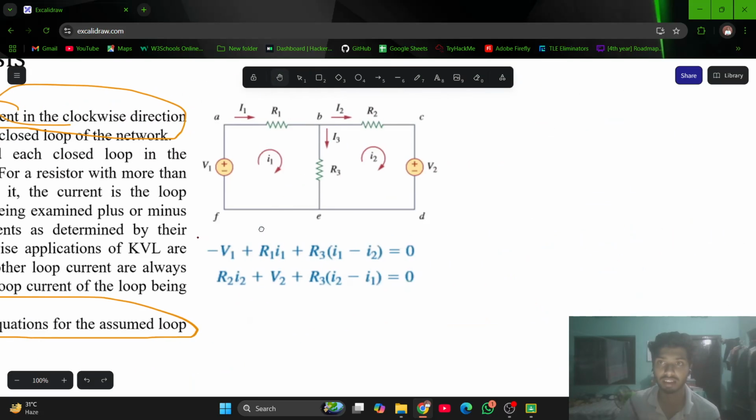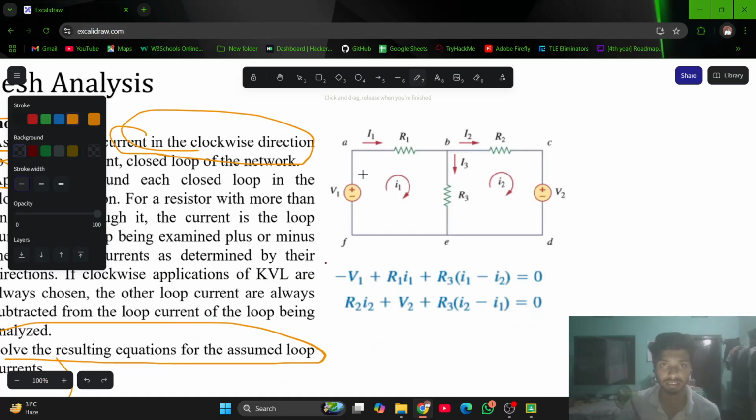Suppose we have a circuit here. In this case, we have two different meshes. Suppose one is mesh 1 and another one is mesh 2.